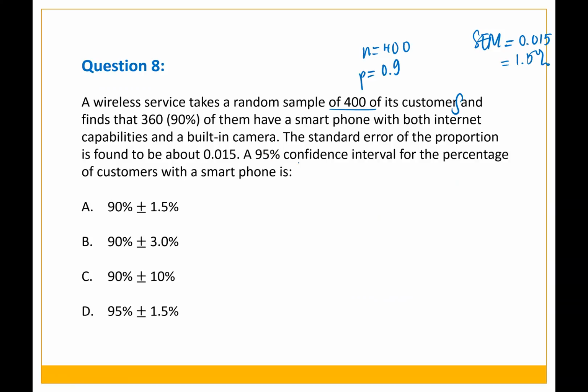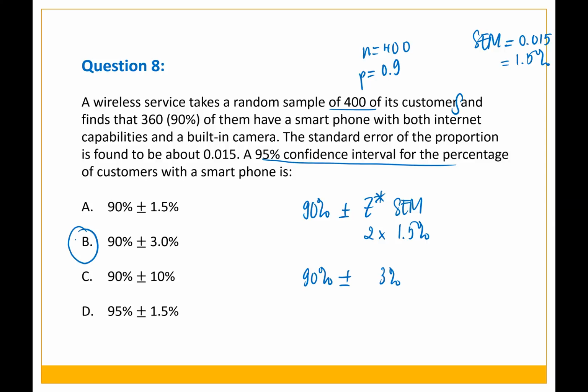A 95% confidence interval for the proportion with a smartphone is, the formula we have is 90% plus or minus Z star multiplied by SEM. Here we have SEM as 1.5% and Z star as 2 for a 95% confidence interval. So we have 90% plus or minus 3%. So the answer is going to be B.